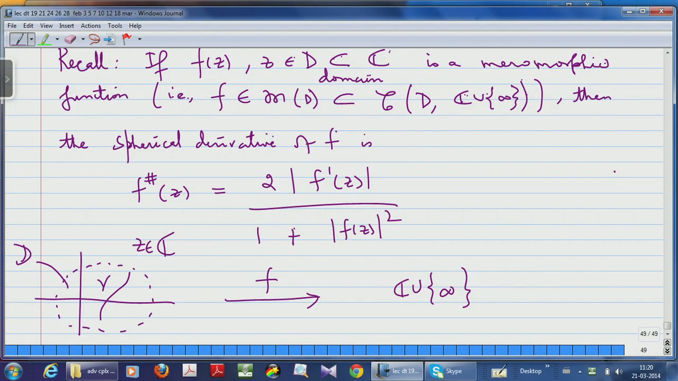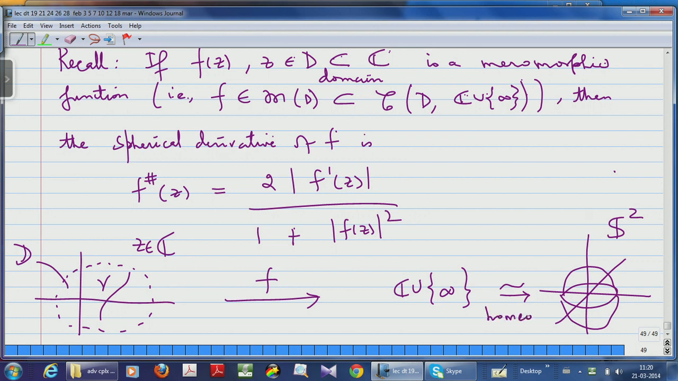Now you identify this extended complex plane via the stereographic projection with the Riemann sphere, which I'll briefly draw like this. This is the Riemann sphere, which is S2, and this isomorphism is actually a homeomorphism given by the stereographic projection, with the point infinity going to the north pole, which is this point here.